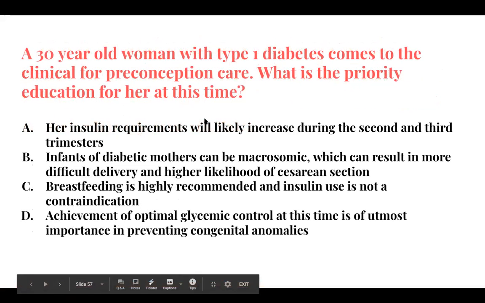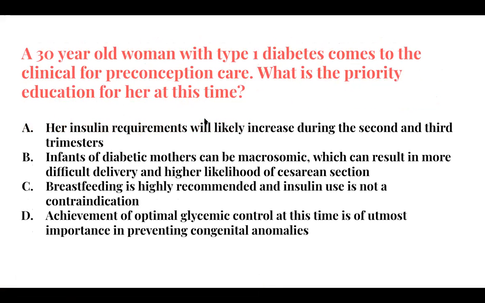All right, so a 30-year-old woman with type 1 diabetes comes to the clinic for preconception care. What's the priority of education for her at this time? So achievement of optimal glycemic control is of the utmost importance in preventing congenital anomalies. Good glycemic control significantly reduces the risk, and that would be the highest priority, because it can cause cold stress, lack of regulation, macrosomia, and a lot of problems for the baby, including congenital anomalies.